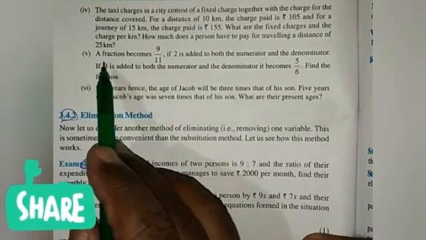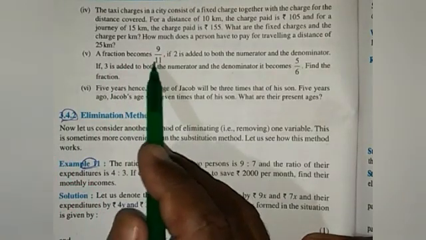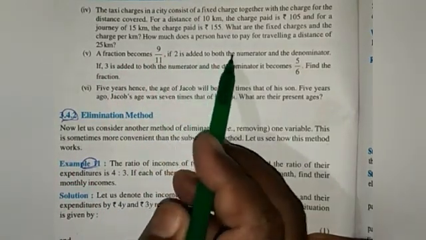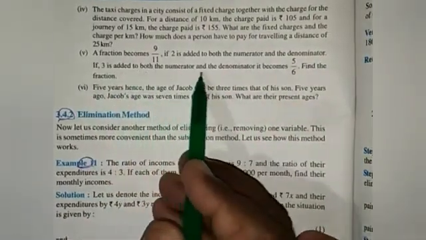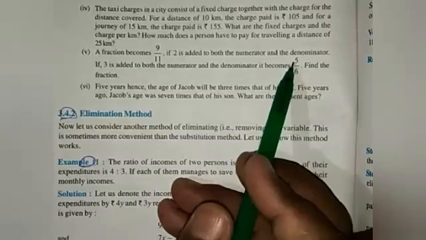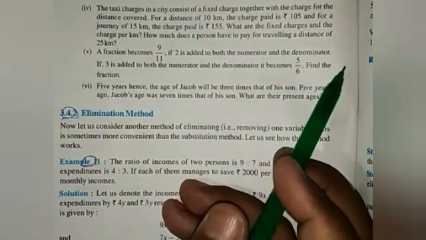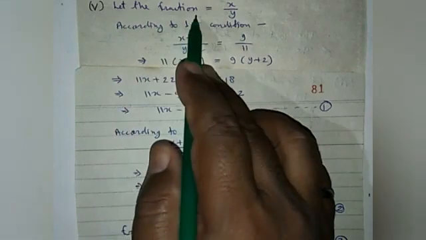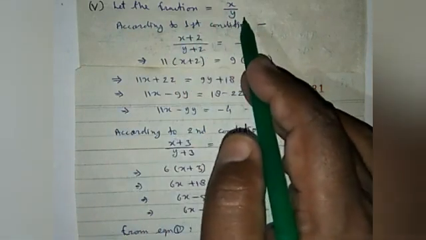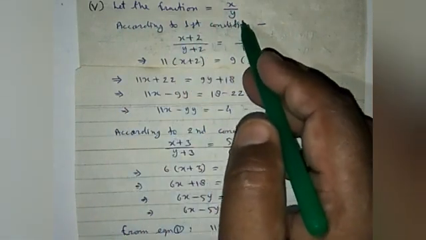Now in fifth part, a fraction becomes 9 upon 11 if 2 is added to both numerator and denominator. If 3 is added to both numerator and denominator, it becomes 5 by 6. So find the fraction. Here let the fraction be X upon Y. Here X is numerator and Y is denominator.